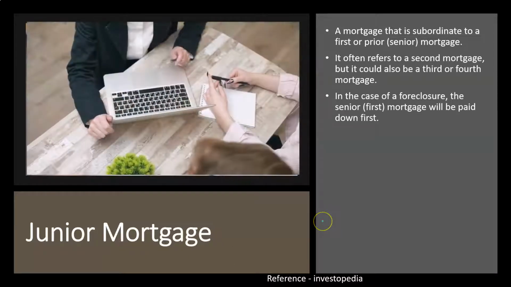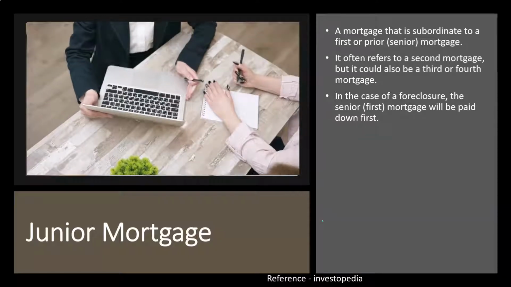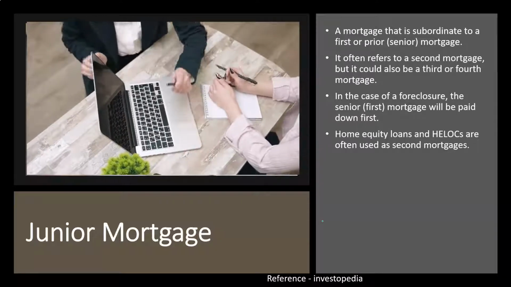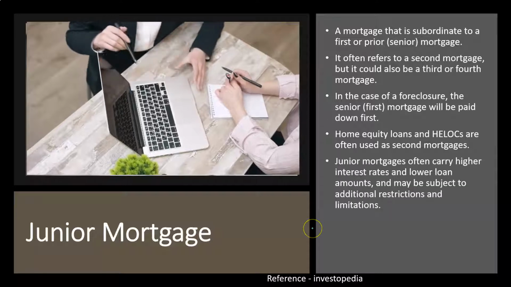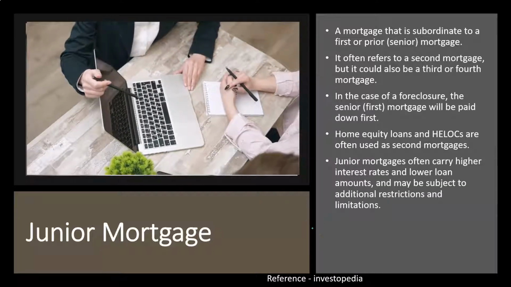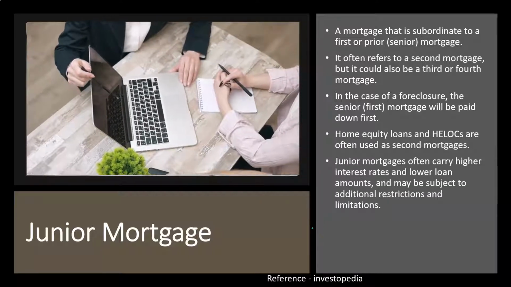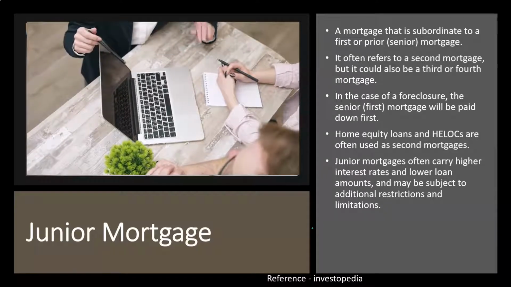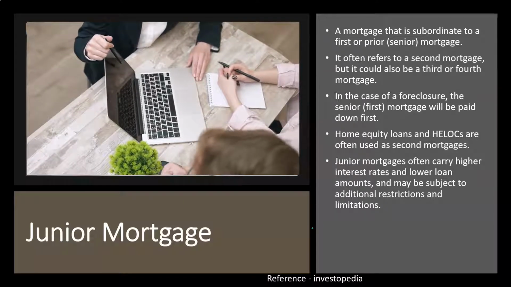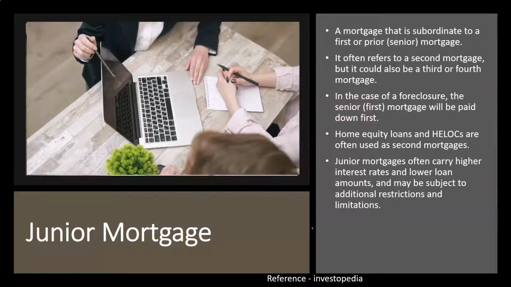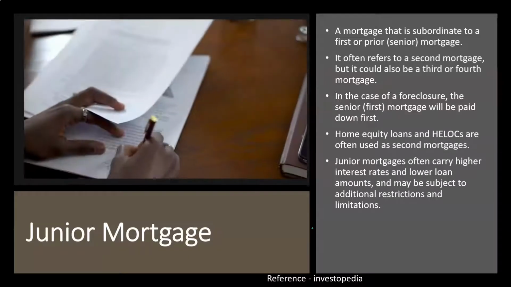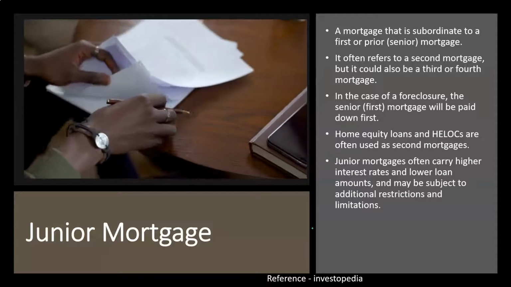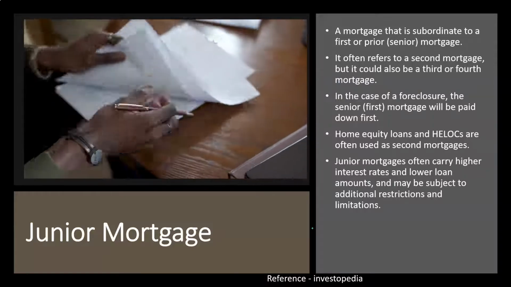So in the case of a foreclosure, the senior first mortgage will be paid down first. Home equity loans and HELOCs are often used as second mortgages. Junior mortgages often carry higher interest rates and lower loan amounts and may be subject to additional restrictions and limitations. So if you're on a second mortgage, the second mortgage may result in higher rates because that would just make sense given the fact that they're taking on more risk because they're not going to be paid off in the event that loans aren't being paid first, right?